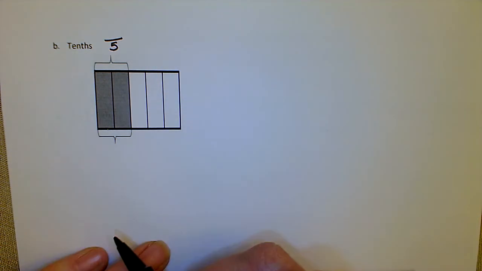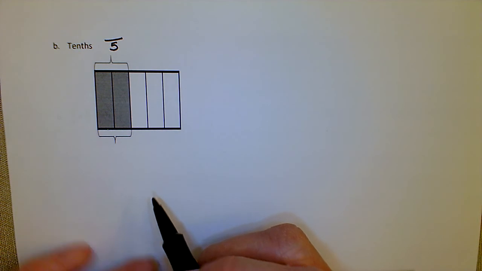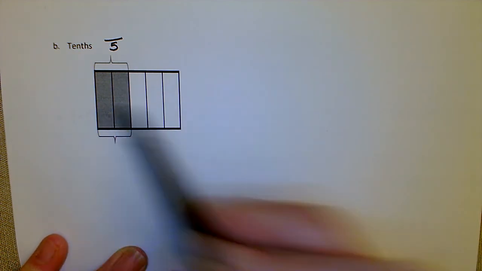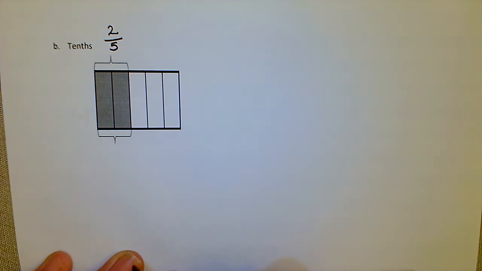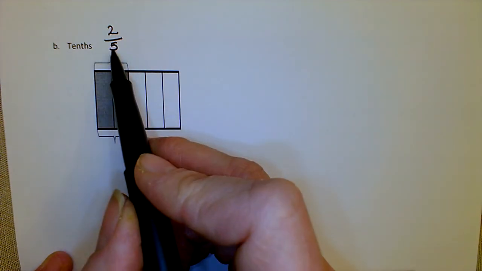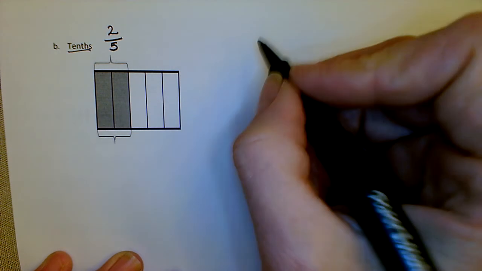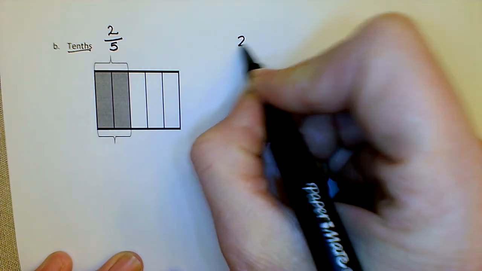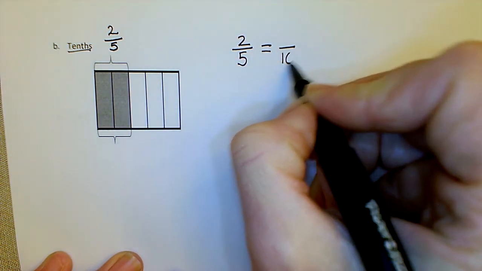Now I have to figure out my numerator. And again, the numerator is the number of pieces we have, which would be the same thing as saying the number of pieces that are shaded in. So in this case, 2 pieces are shaded in. So I'm going to go ahead and put a 2 there. So now we have to figure out how am I going to turn this 2/5 into tenths. So I'm going to write that up here. So I have 2/5, and I want to turn that into tenths.